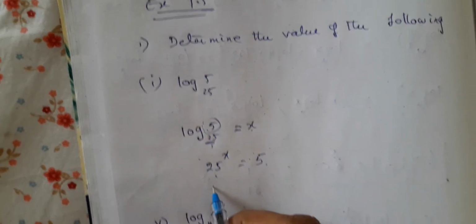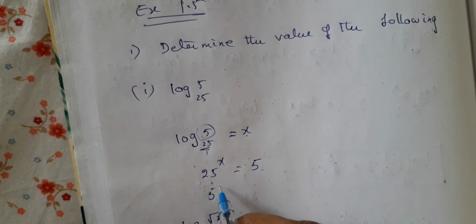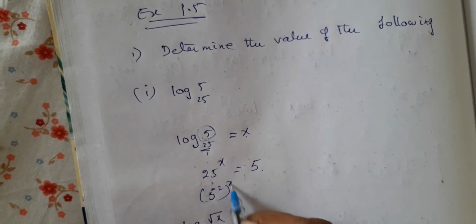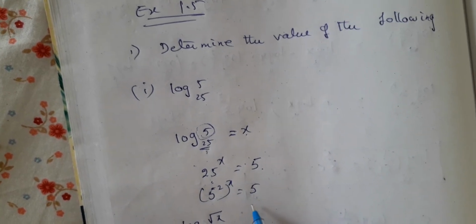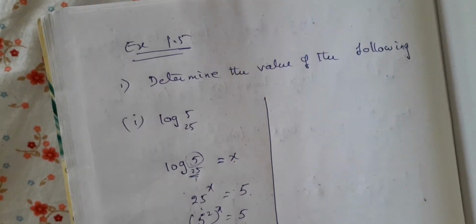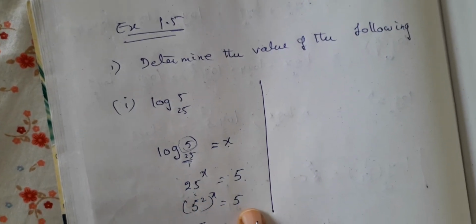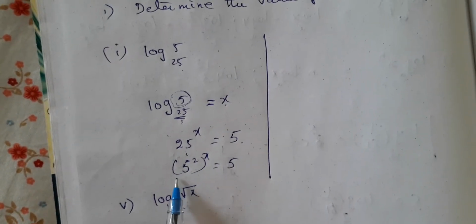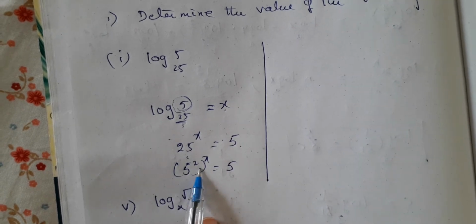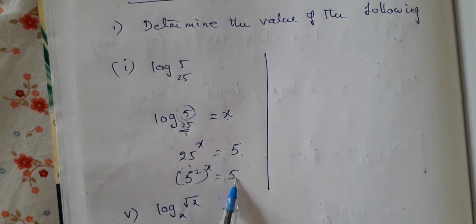So 25 power x, so that is 5 square whole power x is equal to 5. So therefore what will you get in the next step? Can you see that one? 25 I am writing as 5 square, whole power x, as it is equal to 5 as given.